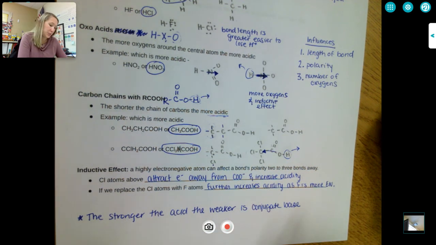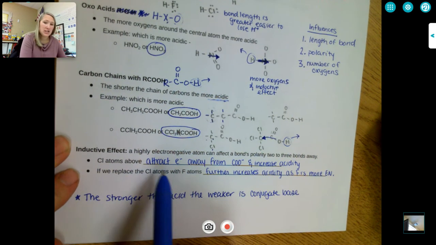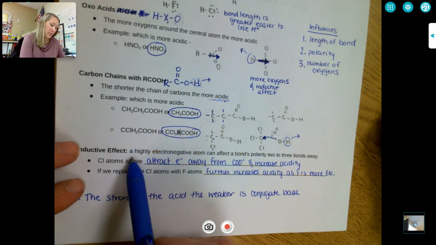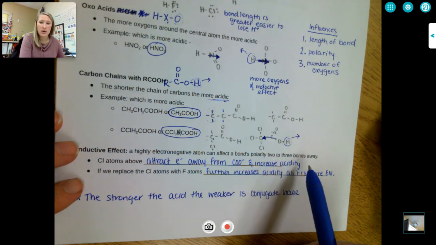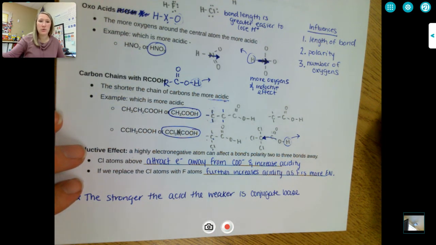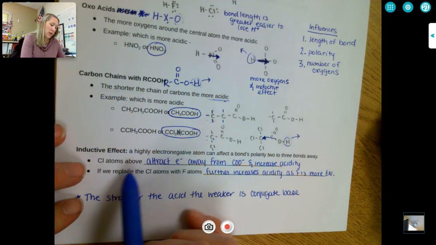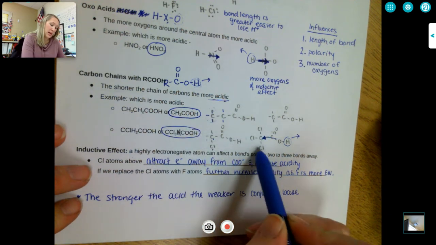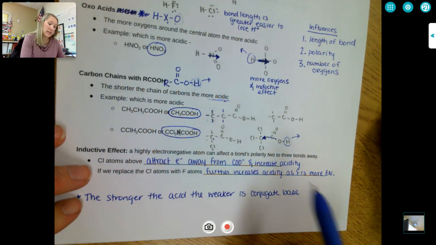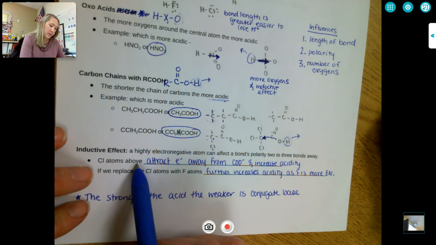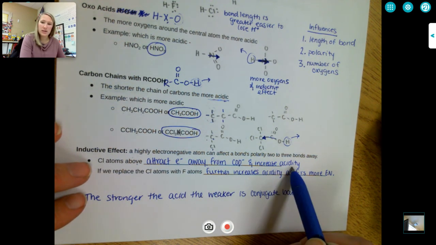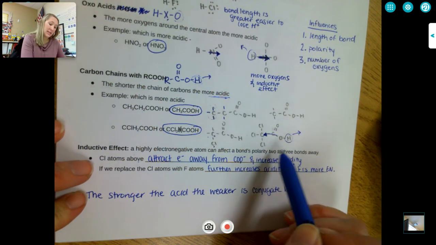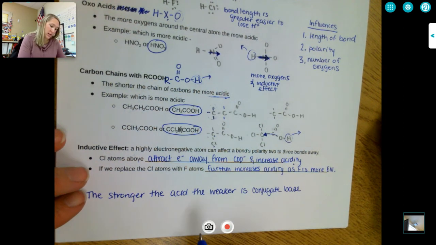it still follows the same rule. So again, the inductive effect, which is the reason that all of this happens, is that a highly electronegative atom can affect a bond's polarity 2 to 3 bonds away. So it has greater influence the more electronegative it is. It can reach further. Its attraction reaches further. So in the above, looking at the difference between just a CH3 versus a CCl3, my chlorine atoms attract the electrons from the COO and increase our acidity because it continues to pull or attract those electrons.